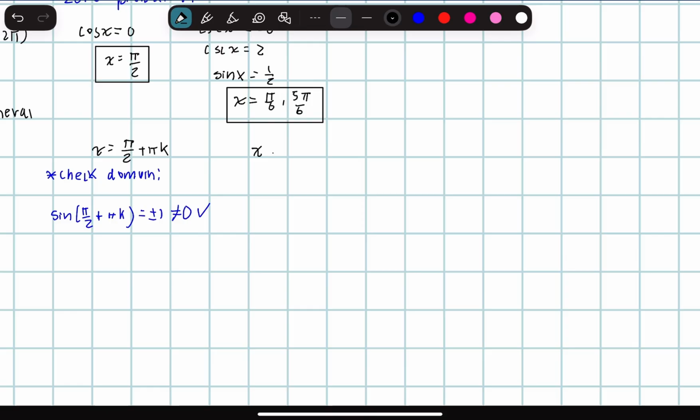This is going to be equal to, now we're going to make it like this. Now this is going to be pi over 6, 5 pi over 6. Hold on. Okay, x. Now the period is 2 pi k, because this is sine of x. And then the k is part of Z.